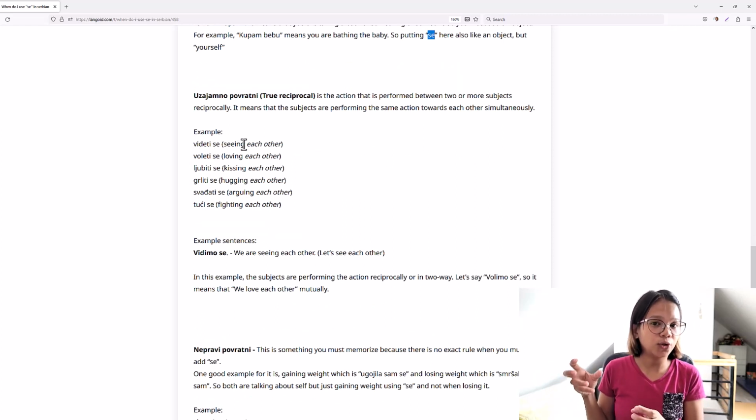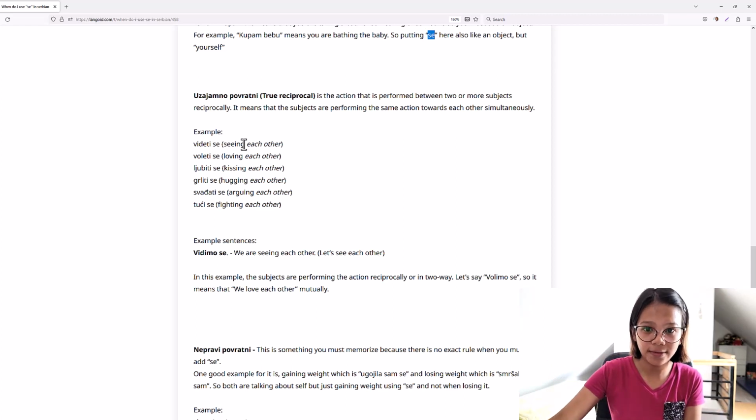Seeing each other. So you need two persons to see each other. Videti se, voleti se, loving each other. Ljubiti se, kissing each other. Grliti se, hugging each other. Svađati se, arguing with each other. Tuči se, fighting each other.